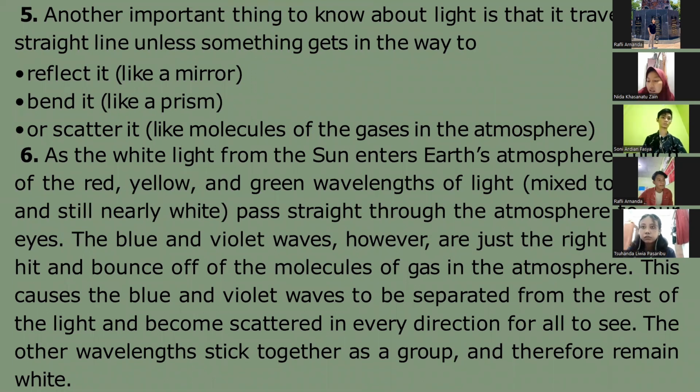Next, number 5. The main idea of paragraph 5 is the fundamental nature of light and how it interacts with the environment around it. And paragraph number 6 talks about the process of how blue and violet wavelengths of light are scattered in all directions, and not the red, yellow, and green wavelengths of light, and still nearly white.